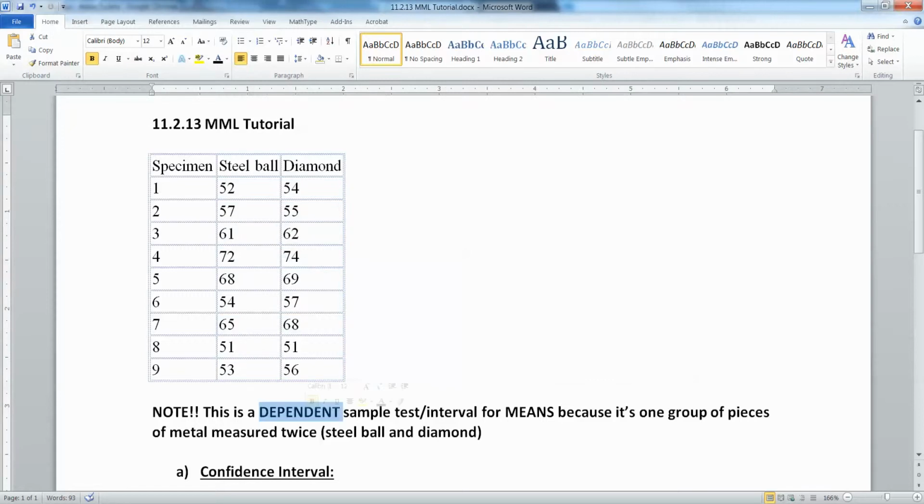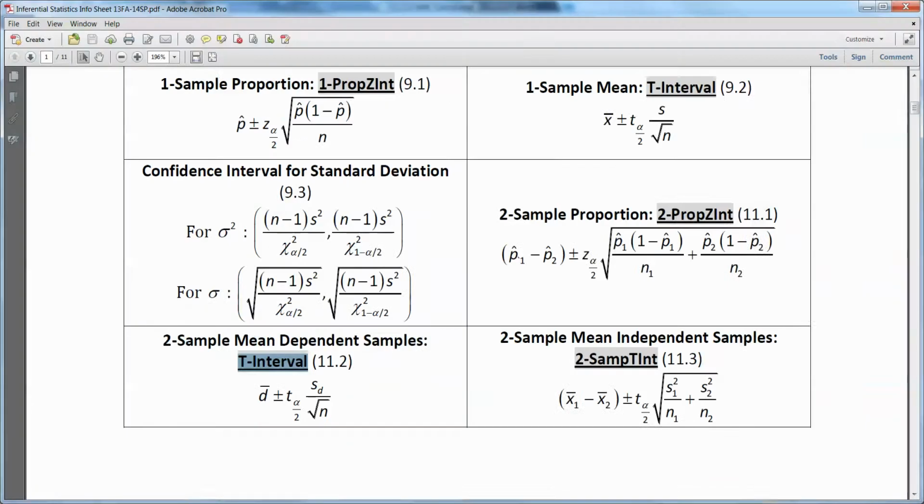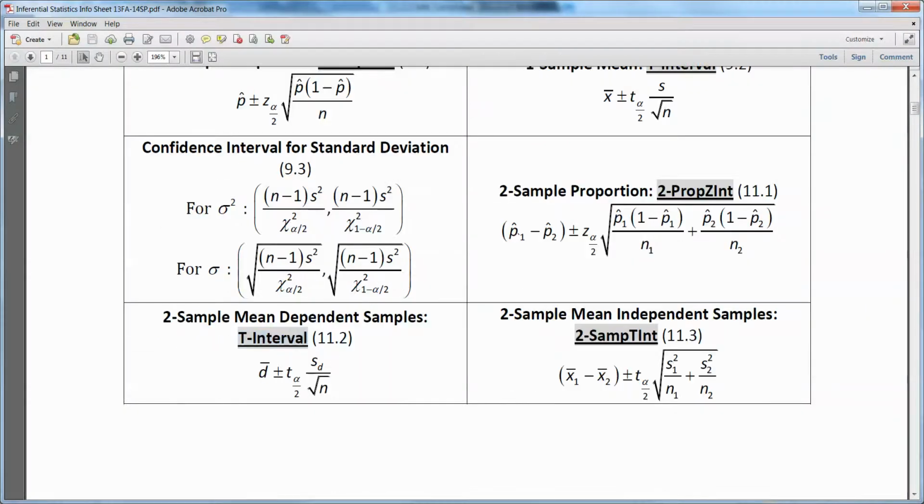That is very much a dependent sample. So if you're going to do a test or an interval, you're looking for the dependent sample for means. So in an interval, that would be this part right here. You're going to do a 2-sample mean for dependent samples. And I even tell you which section of the calculator to look at.